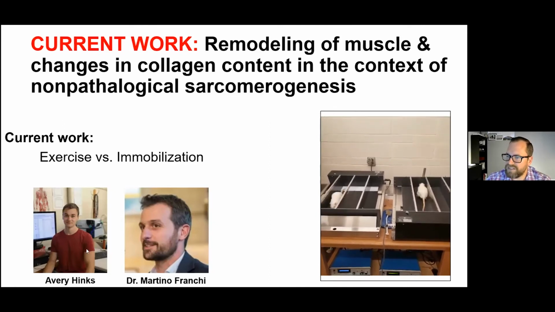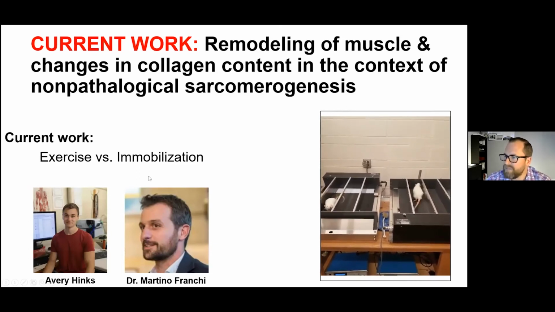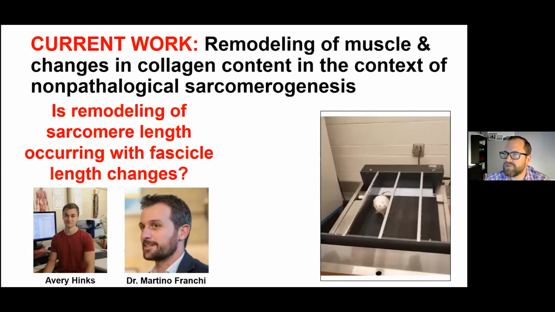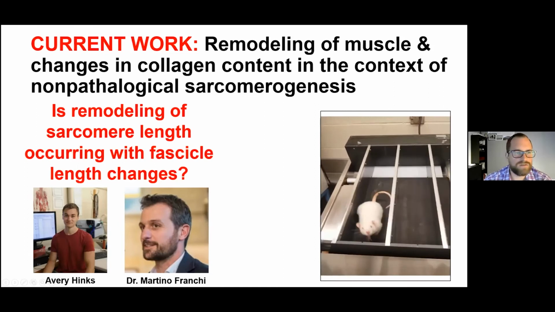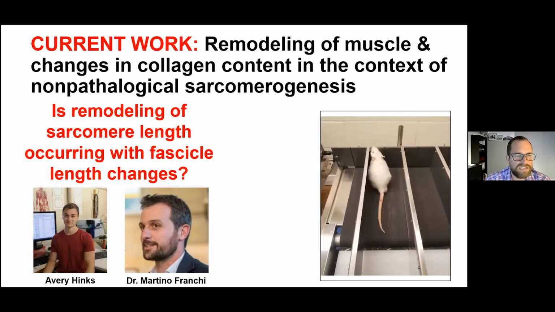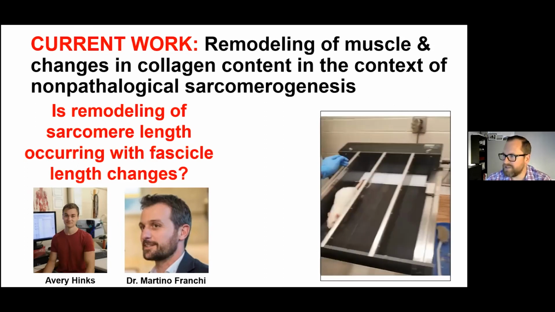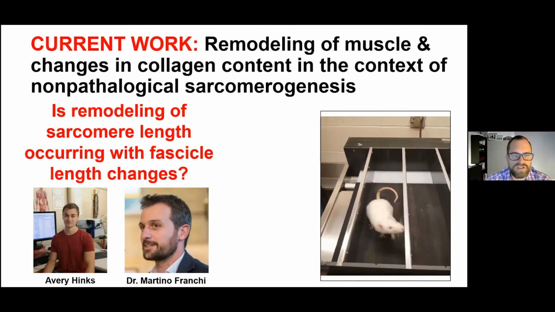This work is being led by a student in my lab, Avery Hinks, in collaboration with Dr. Martino Franchi. And I think one of the really big questions now in our area is whether remodeling of sarcomere length is occurring with fascicle length changes. It's fairly easy to observe fascicle length changes with muscle ultrasound, but what's less clear is what's contributing to those length changes. Is it the addition and subtraction of sarcomeres in series? Is it deposition of non-contractile tissue? Or is the sarcomere remodeling its length to accommodate this new condition?